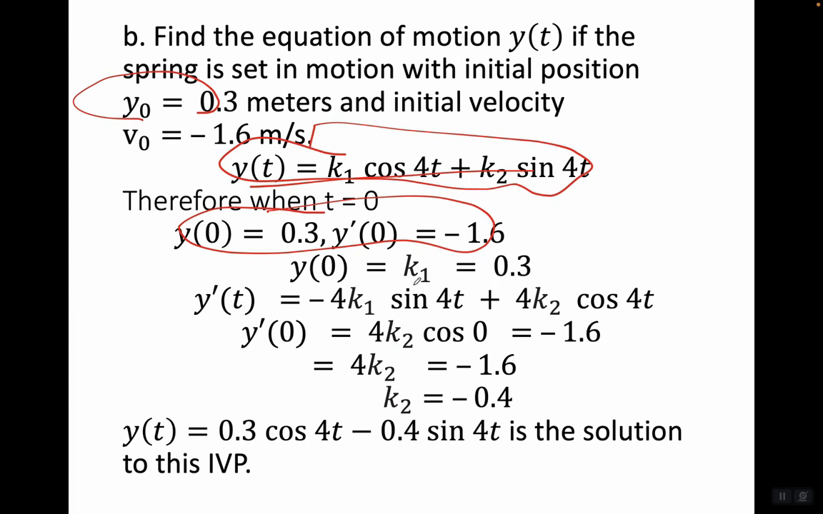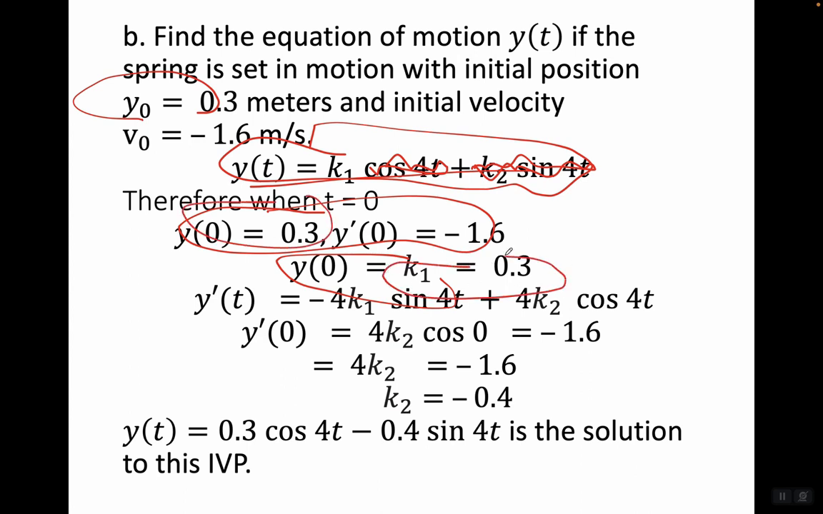So we know that k1 is 0.3. And again, that's because when you plug in t equals 0, sine of 0 is 0, so that's just going to be nothing. And when you plug in t equals 0, cosine 4t is just going to be 1. So we end up with y of 0 equals k1. That's where this comes from. And we know that y of 0 also equals 0.3. So that means k1 equals 0.3.